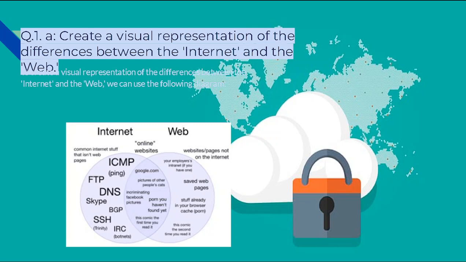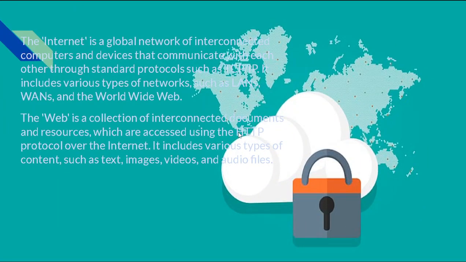So what is internet? Internet is a network of network. And what is web? It is the collection of all the website and pages that are available on the internet. So internet consists of ICMP, FTP, DNS, and all these things comes under internet. And all the browsing cache and all the things related to all the information saved in web pages are in web. That's the basic difference between internet and web.